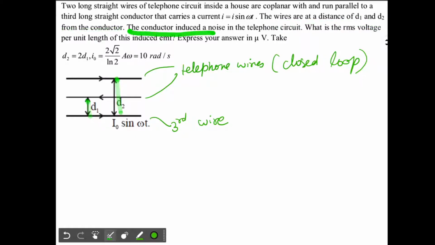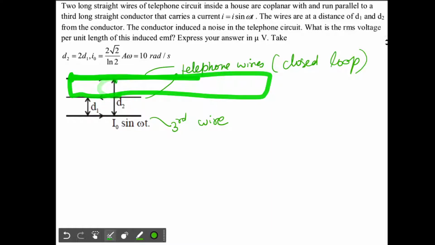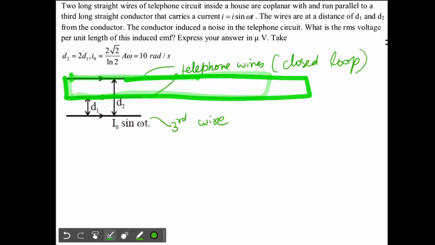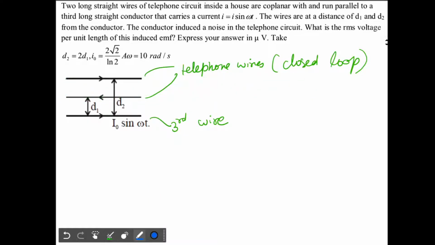The conductor induced a noise in the telephone circuit. What is the RMS voltage per unit length of this induced EMF? Noise means basically EMF induced. This is an alternating current. First of all, this current is creating magnetic flux in the loop, in this long rectangular loop. Let's close this loop so that it makes the visualization easier.